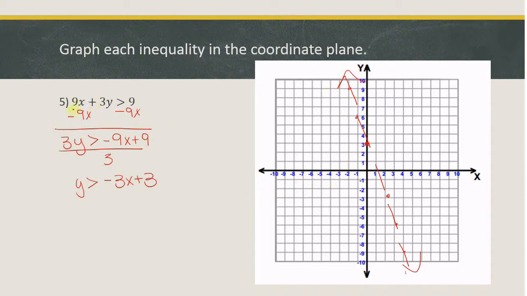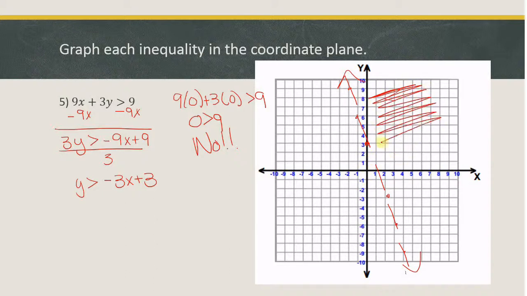So let's put 0, 0 in for x and y and see if it works. So we get 0 is greater than 9. Is 0 greater than 9? No. Shouldn't be, right? So we can't shade on the side of 0 because this is a no. This doesn't work. So we can't shade on 0, 0. We have to go to the opposite side and shade on that side.